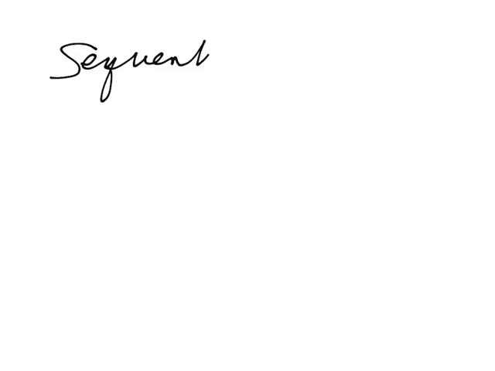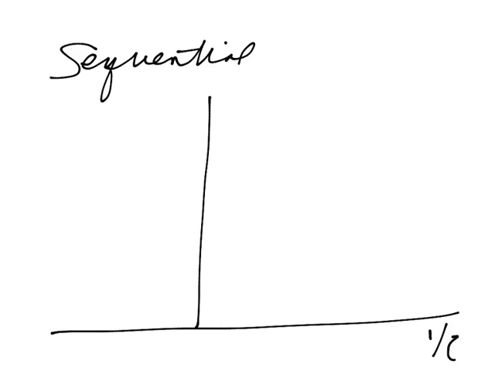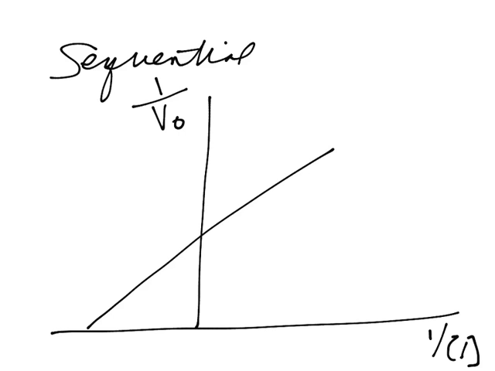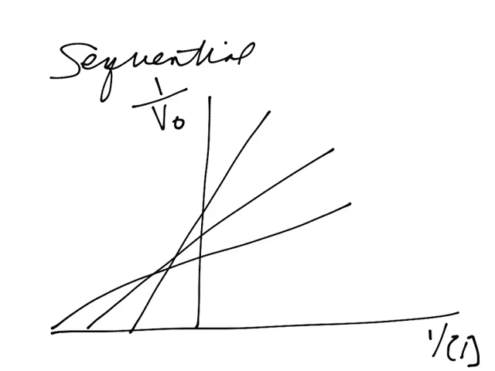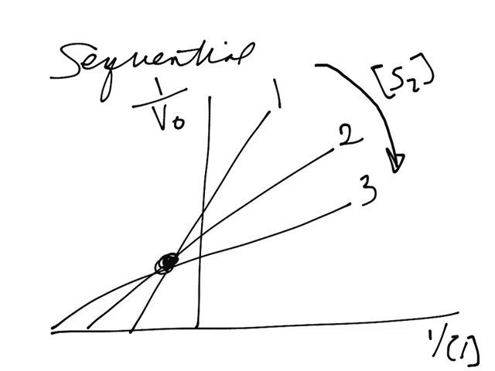So if you have a sequential mechanism, your graph ends up looking something like this. So 1 over the concentration of substrate, 1 over V0. So you get something like this. I didn't cross those very good. Pretend those all cross right there. So here's experiment 1, here's experiment 2, here's experiment 3. And as we move from experiment 1 to experiment 2 to experiment number 3, the concentration of substrate 2 is increasing. So that's an up arrow.